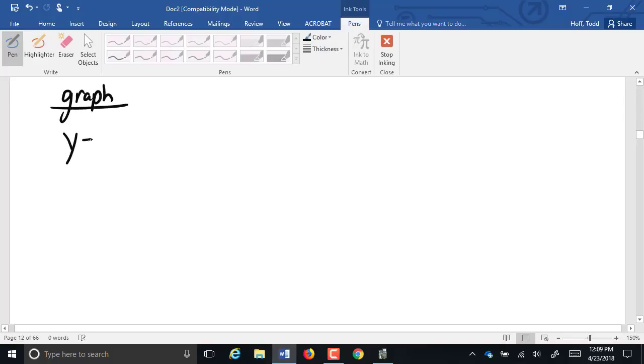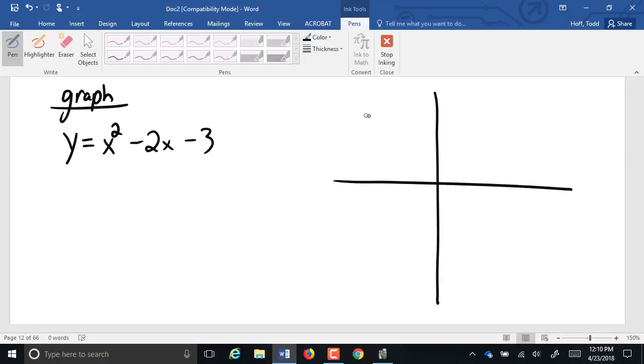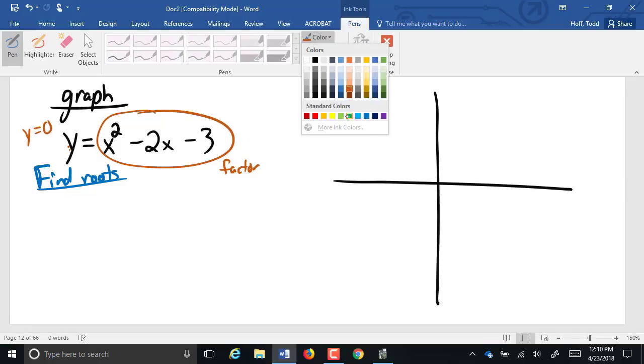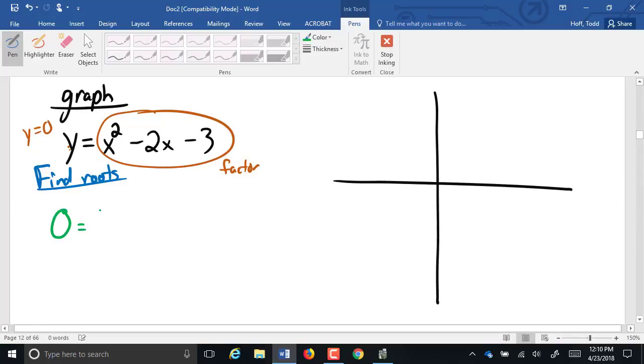So let's graph y equals x squared minus 2x minus 3. So we need to find the roots. To find the roots, we need to do two things. We need to factor this, and we need to make y equal 0. So let's factor this.